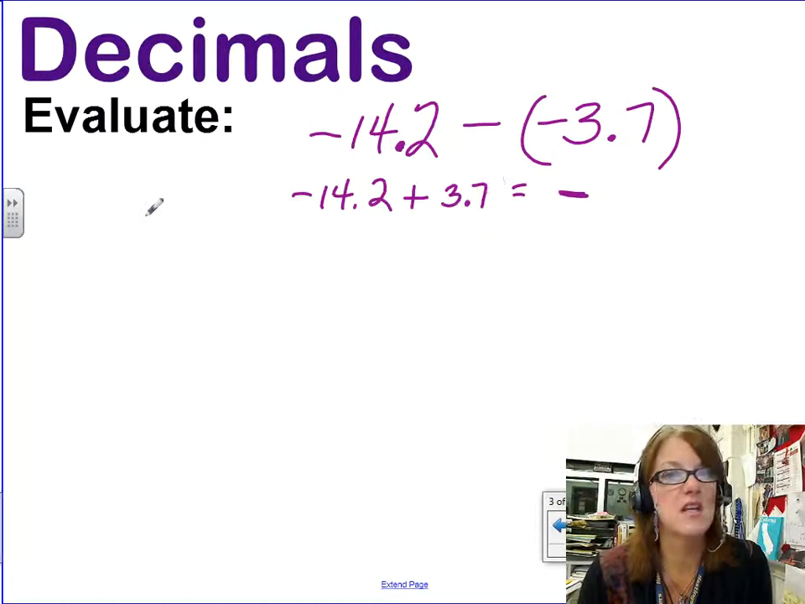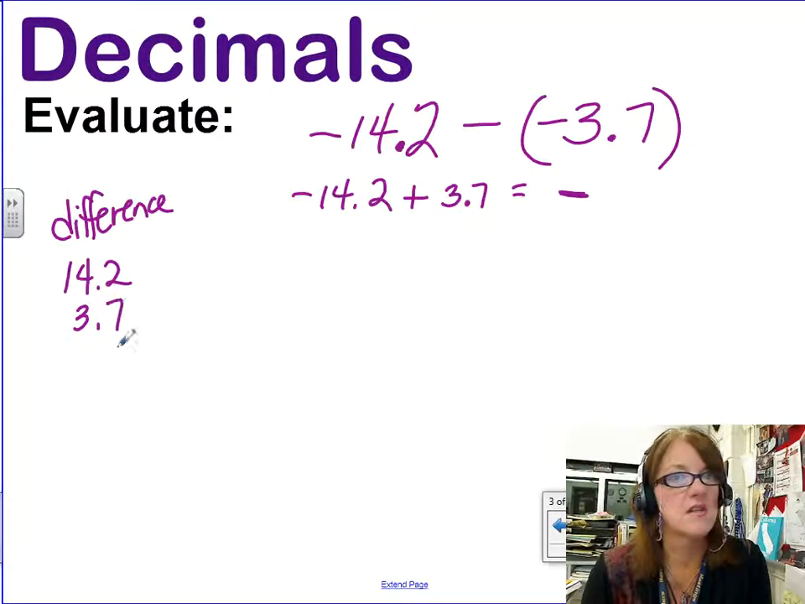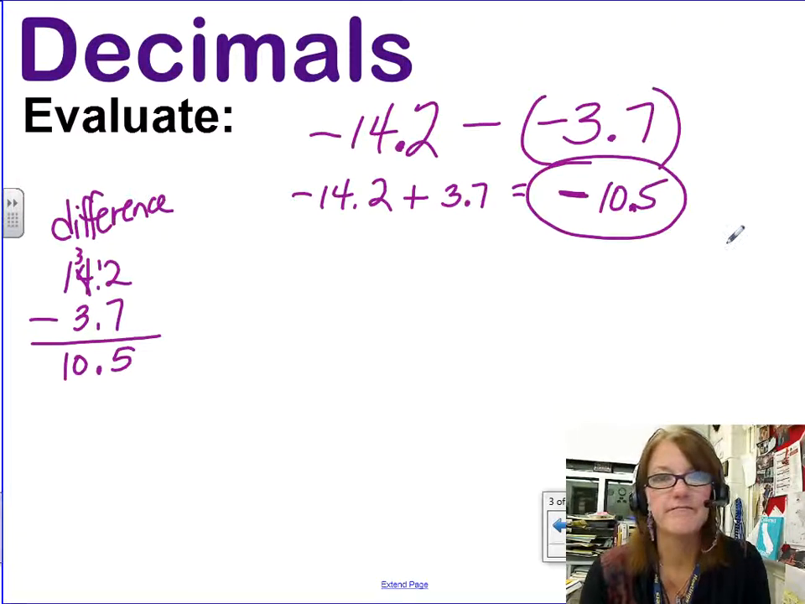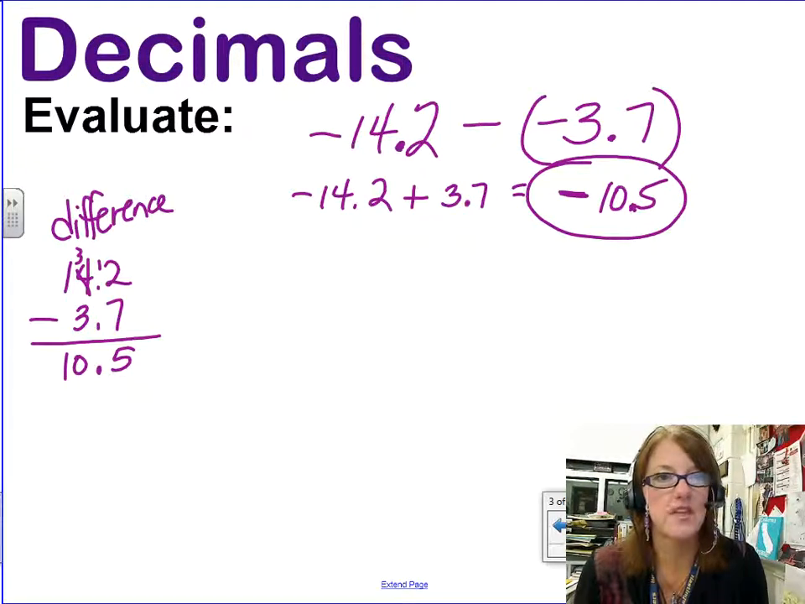Now, because my signs were different, you need to find the difference of these two numbers. So off to the side, you take their absolute values, the 14 and 2/10, the 3 and 7/10, line them up and find the difference. Okay, decimal point in my answer. I have to do a little bit of borrowing here. And you should get 10 and 5/10. It has to be negative. Okay, 10 and 5/10. Boom. There you go. Okay, so with decimals, figure out the sign and then whether you add the absolute values or subtract them. Okay. All right.